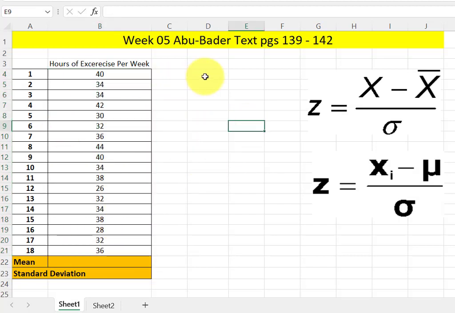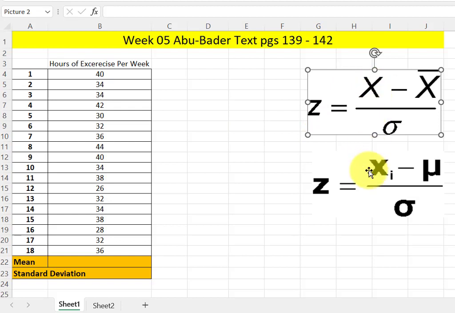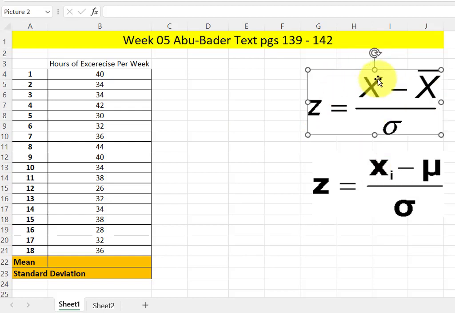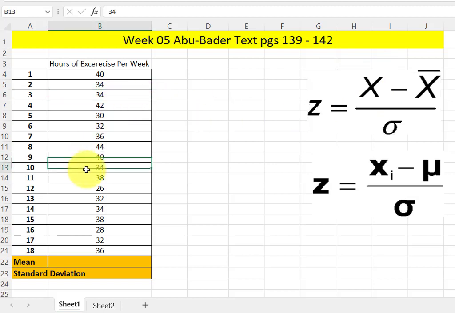Well, anyway, he wants us to find the z-score by hand. So this top formula and the bottom formula, they're the same formula. It depends on what book you get. So x by itself is any individual piece of data. X by itself, it's called the random variable, is anybody in a data set. And that x sub i means the same thing. That little i means an individual piece of data from a data set. Got it? And then the mean is the mean.